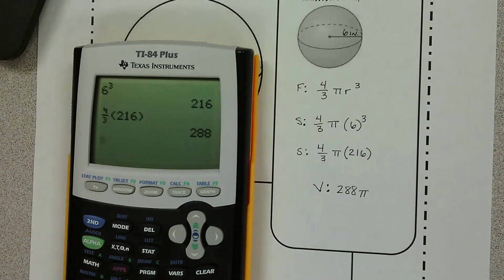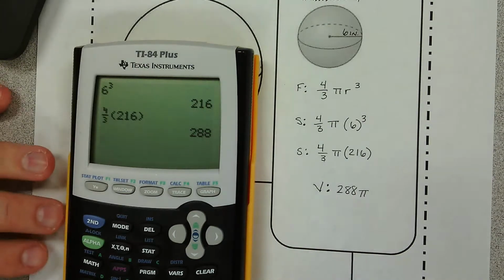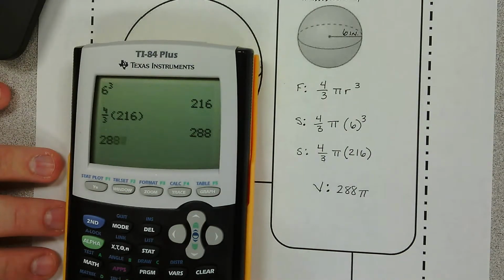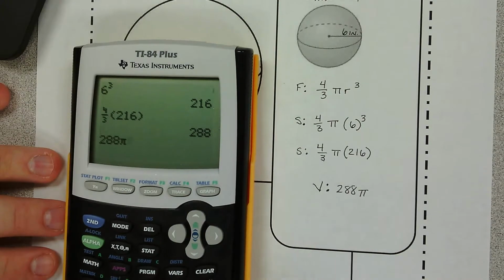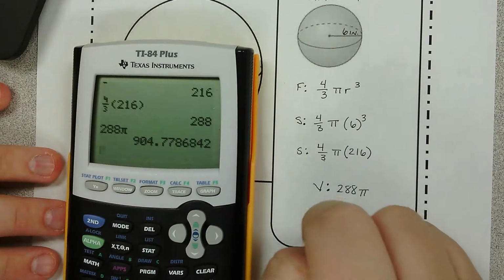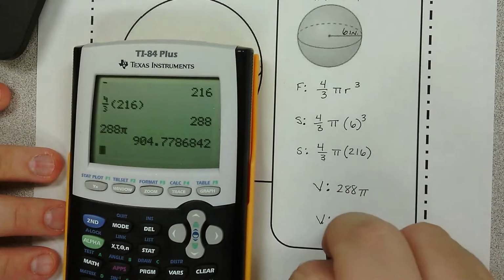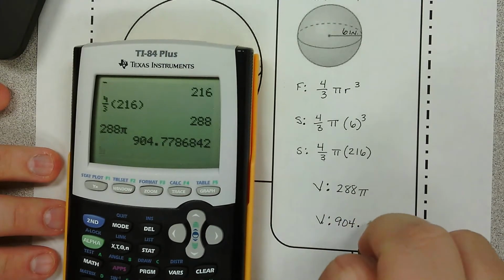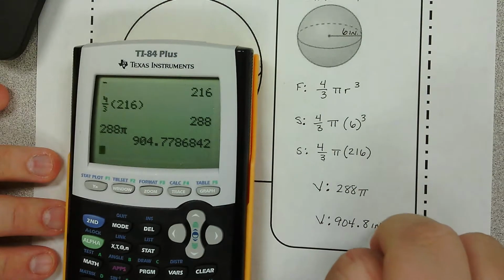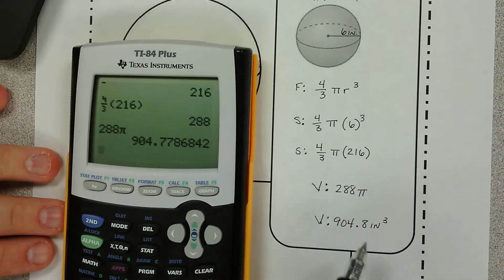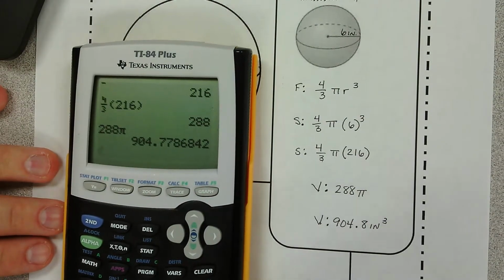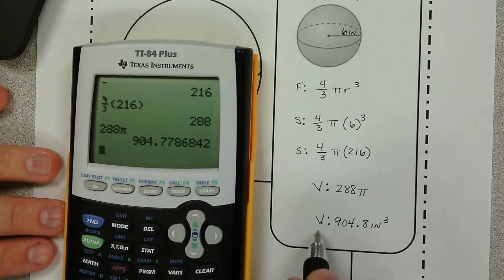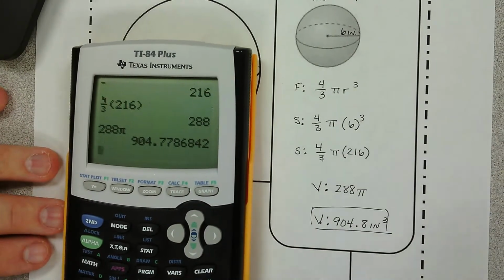Now, we're not solving for in terms of pi, so we are going to go ahead and simplify this even more. Let's round this to the nearest tenth. Okay, so we're going to go ahead and take 288. We're going to put in that pi, and we're going to get a volume which is equal to 904.8 inches cubed. Because remember, we're talking volume, so we're in a 3-dimensional object, so we have our units cubed. And that is our volume for our first sphere.